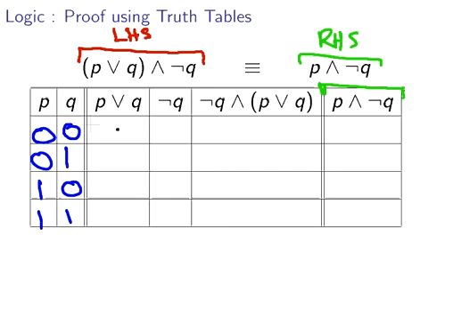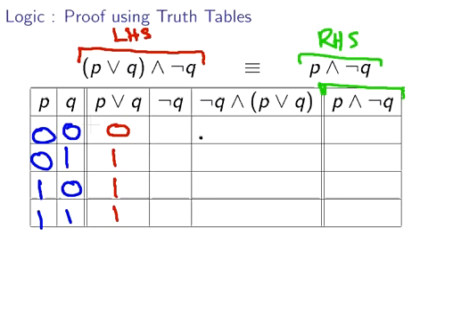So P or Q. We're going to look at P and Q over here and check whether either of them is equal to 1. So at least one of them has to be equal to 1. So 0 and 0, neither of them is equal to 1, so that's going to be 0. Here, Q is equal to 1, so that's 1. In the third row, P is equal to 1, so we get a 1 there. And both of them are equal to 1 down there, so that's 1 as well.